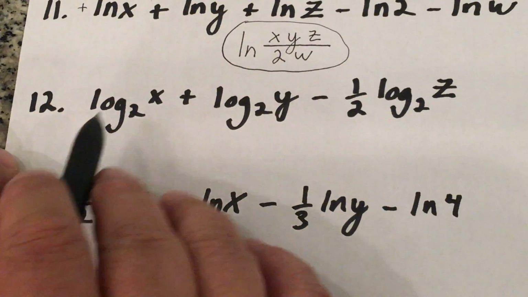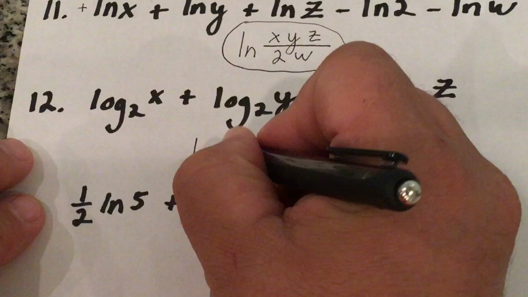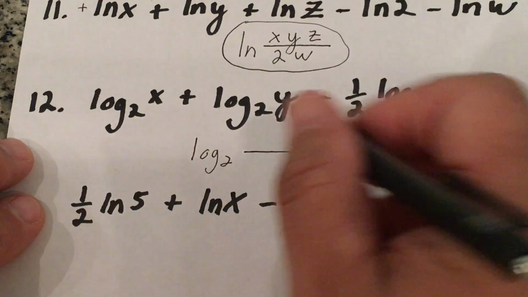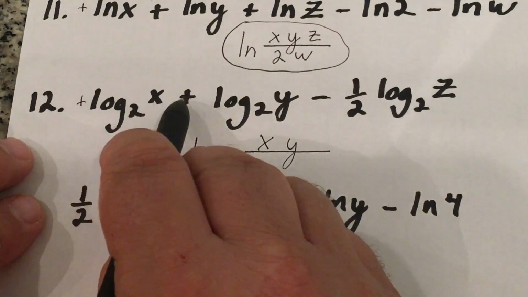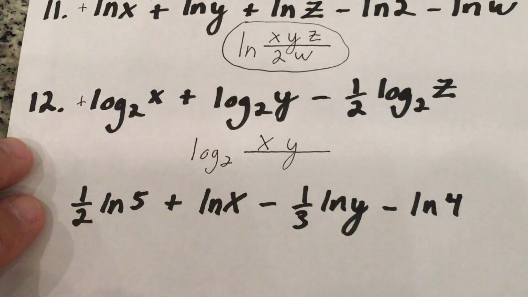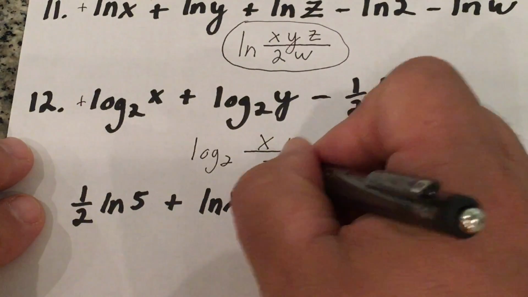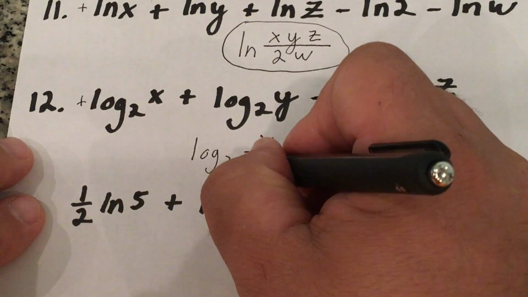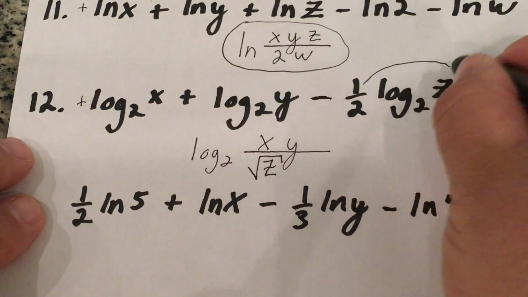Number 12. Notice I have log written 3 times. I'm only going to write it 1 time. Log base 2. Notice the minus sign. So I'm going to put a division bar. X, y, they both have positives out in front, so they go on top of the division bar. The 1/2 z, the z goes on the bottom because it has a minus out front. And because there's a fraction, that's going to be a radical. That 1/2 would actually get kicked up to there.